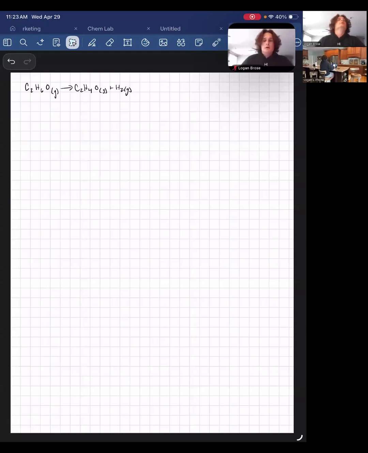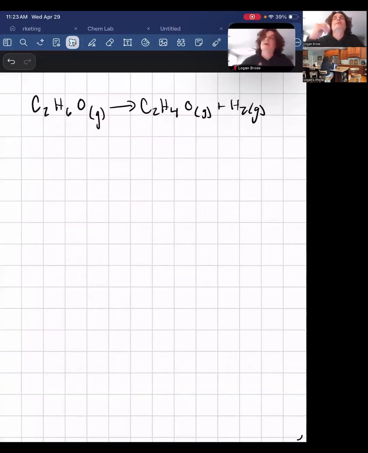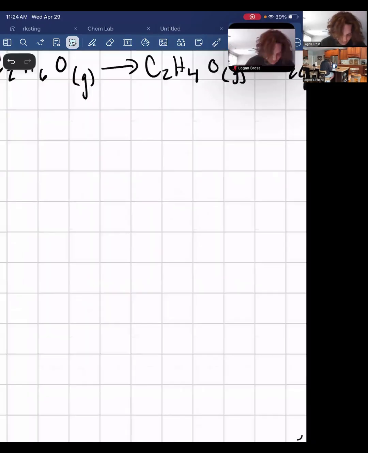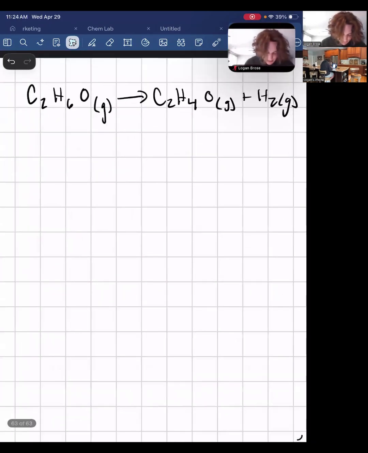Recording in progress. This is homework for part C. It's going to be very similar to part B, except now we're looking at a reaction. We have ethanol reacting on a catalyst surface to produce acetaldehyde and hydrogen, right?